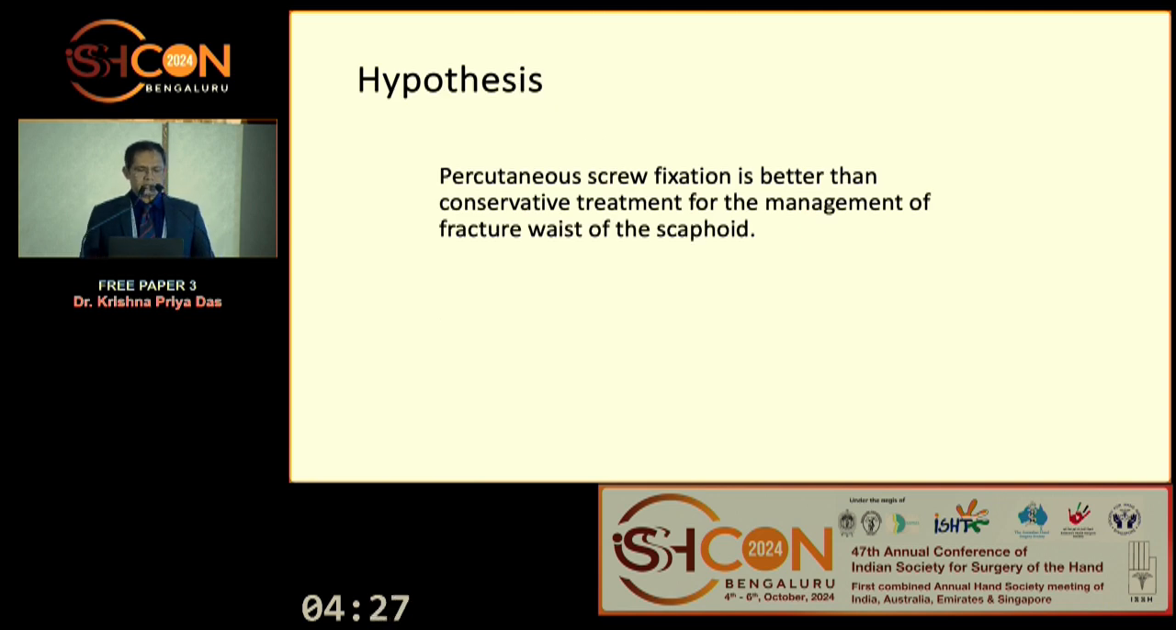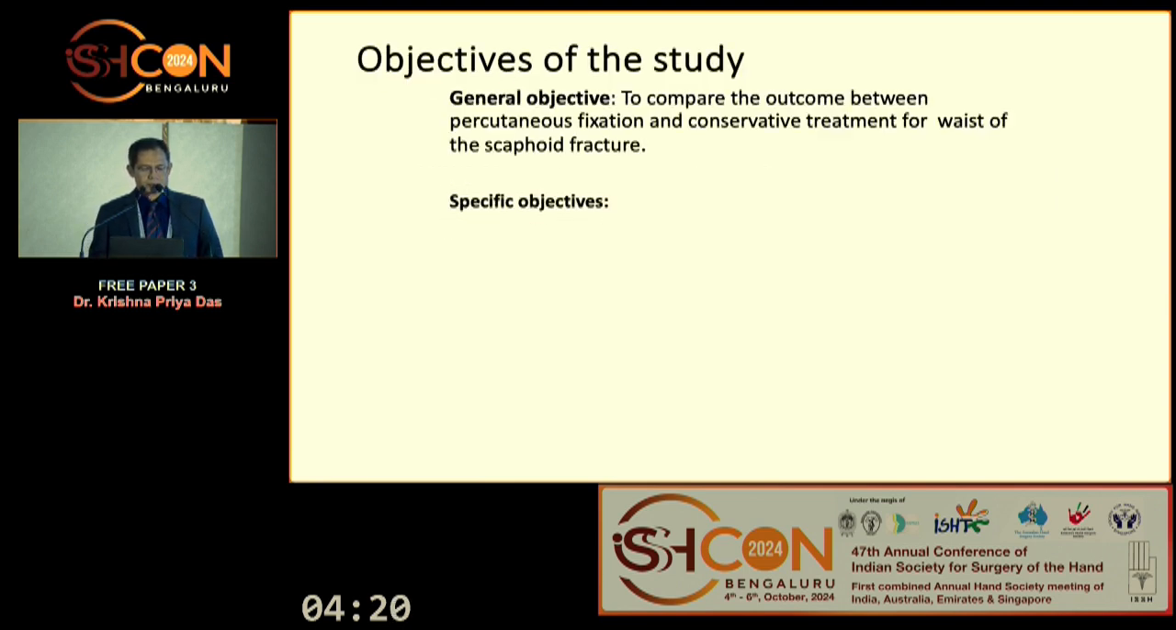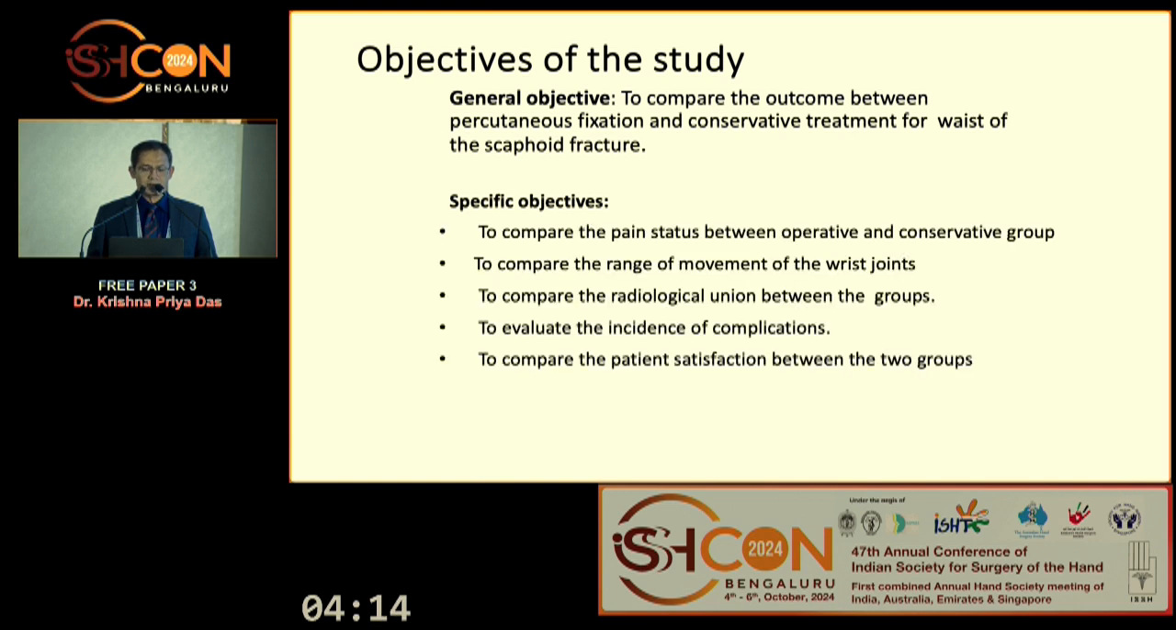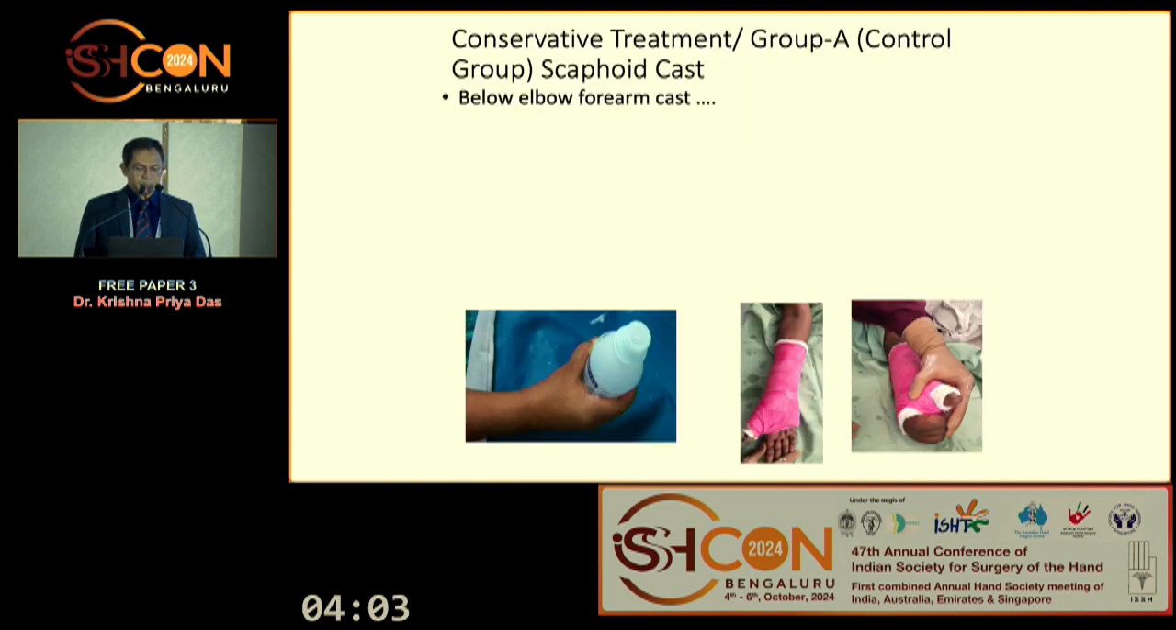Our hypothesis is percutaneous screw fixation is better than conservative treatment for the management of fracture waist of the scaphoid. The objective is to compare the outcome between percutaneous fixation and conservative treatment for waist of the scaphoid fracture. Specifically, we aim to compare the pain status, the range of motion, the radiological union, to evaluate the incidence of complications, and to compare patient satisfaction.